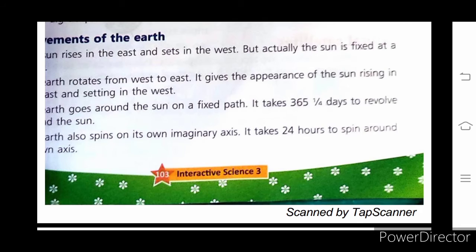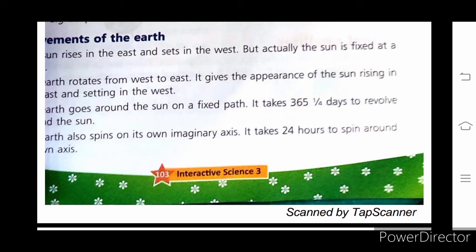The sun rises in the east and sets in the west, but actually the sun is fixed at a place. The earth rotates from west to east. It gives the appearance of the sun rising in the east and setting in the west. The earth goes around the sun on a fixed path. It takes 365 and 1/4 days to revolve around the sun. The earth also spins on its own imaginary axis. It takes 24 hours to spin around its own axis.